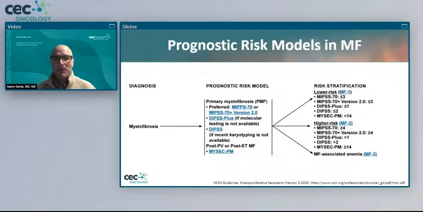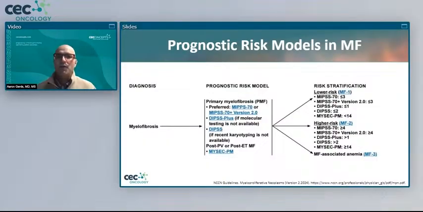Now, we do have a lot of prognostic models in myelofibrosis. There's the MIPSS score, which is molecularly driven. There's the DIPSS score, which is a dynamic score, as well as the MYSEC-PM, which is specific for patients who have post-PV and post-ET myelofibrosis. And really, the model that you choose is based on the information that you have. If you have basic clinical information, you can calculate a DIPSS score. If you do have genetic information, a full NGS panel where we've looked at a multitude of genes potentially mutated in this disease, you can calculate a MIPSS score.